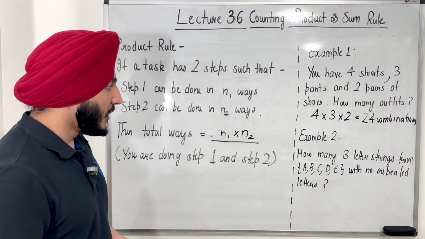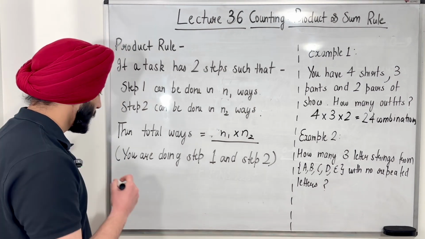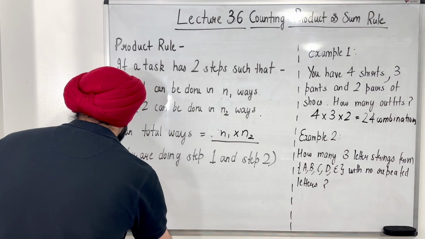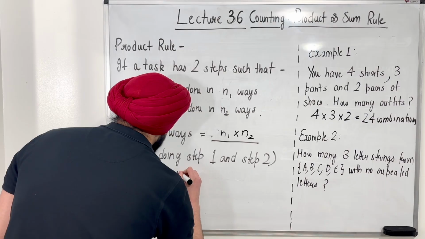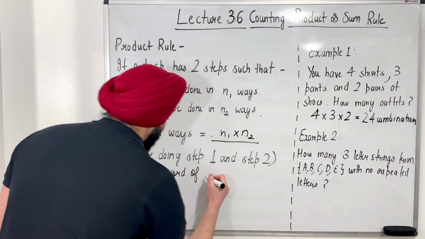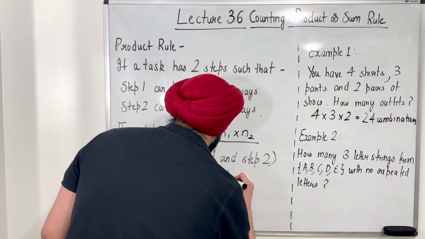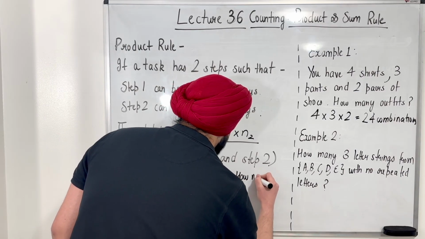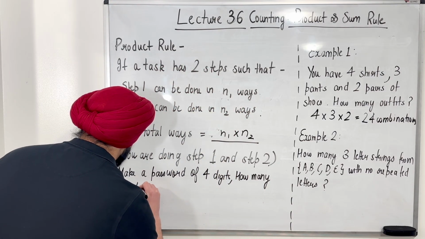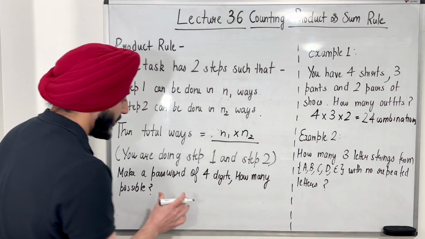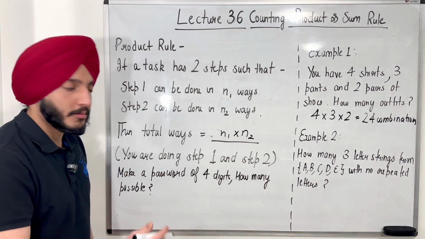Okay, let's look at another example. Let's say I need to make a password of 4 digits. Let's say I ask you the question, right? Make a password of 4 digits. How many possible passwords would there be?